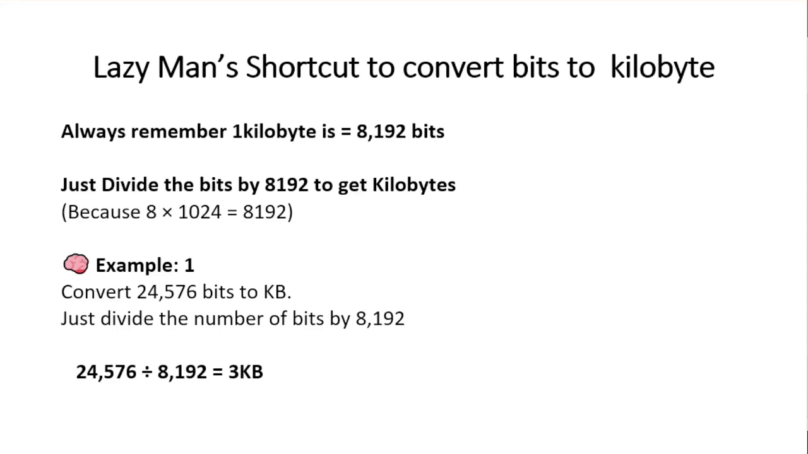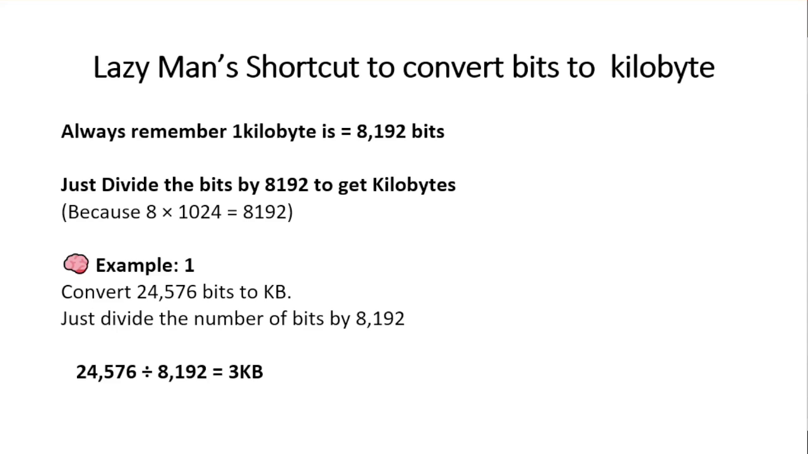Now, how do we get 8192 bits? We say 8 bits makes up 1 byte, then 1024 bytes makes up 1 kilobyte. So what we did here is 8 bits multiplied by 1024 bytes, which gives us 8192 bits. So 8192 bits is equal to 1 kilobyte. So that is how we got the 8192 bits.